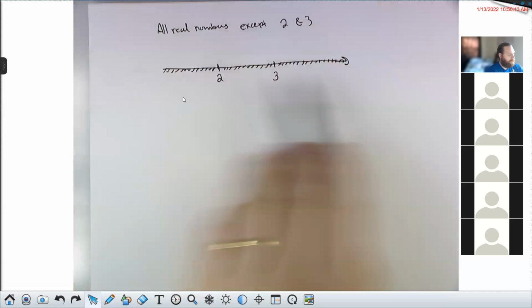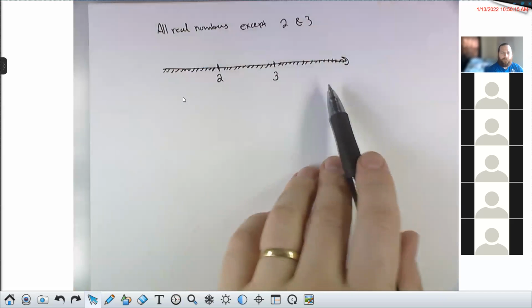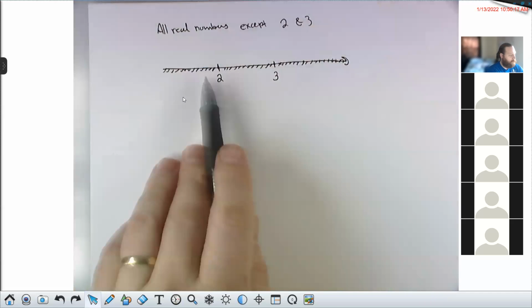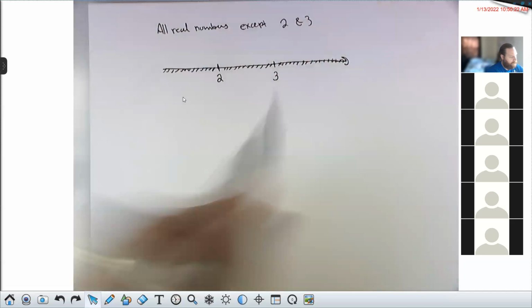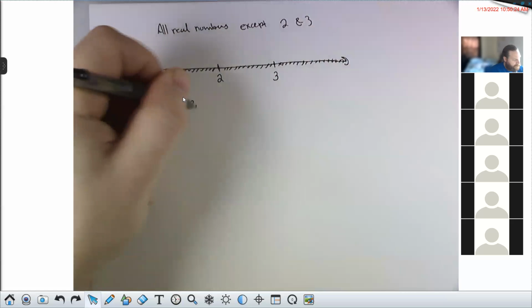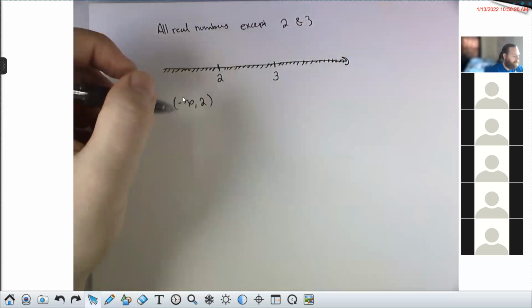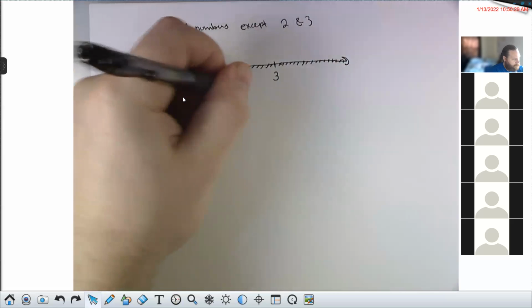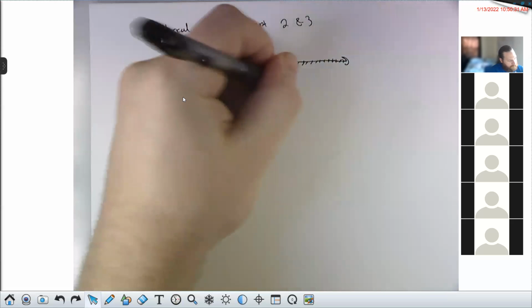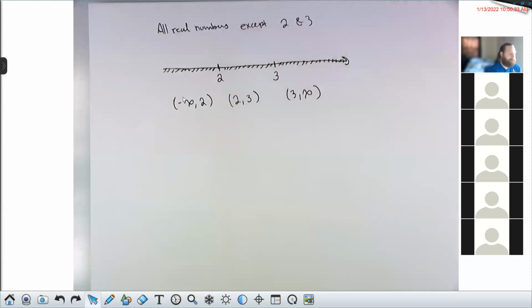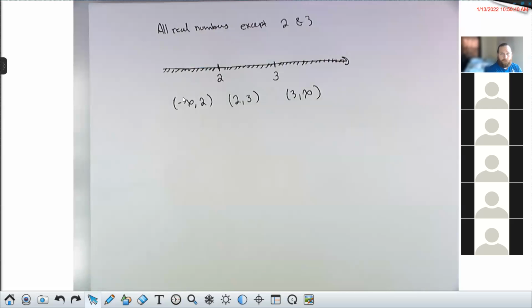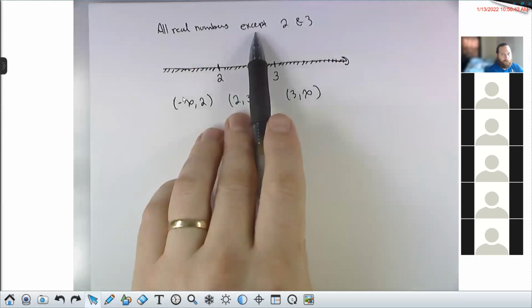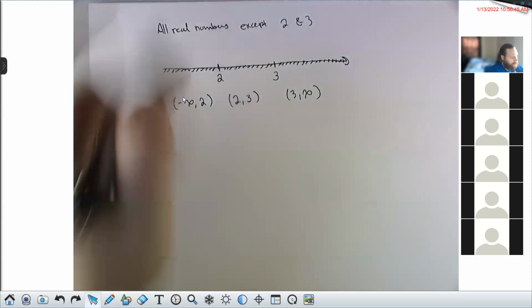So then I look at my shaded line and I ask, how many intervals do I have? Well, I see 1 interval, 2 intervals, 3 intervals. This is -infinity up to 2. This is 2 to 3. And this is 3 to infinity. Right? 3 separate chunks. And I use parentheses on all of these because I do not want to include 2 and 3. I'm looking for all real numbers except 2 and 3.